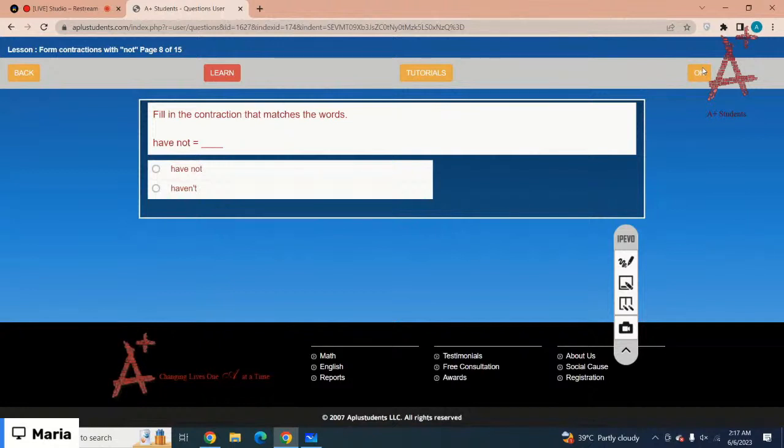Okay, the next one is have not. So how do you make the contraction from have not? You have to skip O from the not and you have to put an apostrophe there, so it would be haven't. Got it? Option number two is the correct option. The second option is the correct one. Got it?